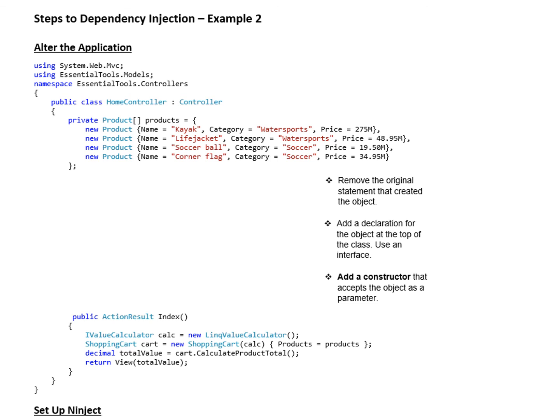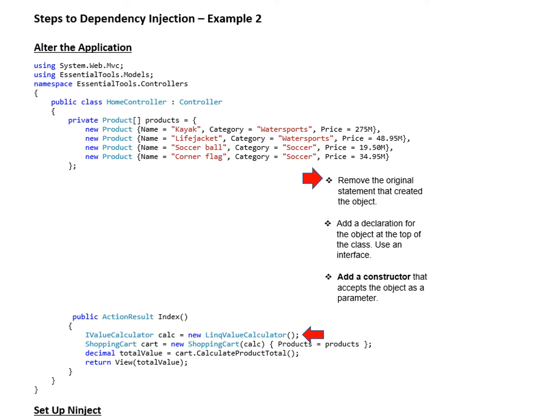Okay, so the first step here, first of all, look at the very top. We're declaring an array of product objects. We would assume that somewhere else in the application we have a model class called Product. Anyway, the first step again is to remove the original statement that created the object. If you look down, the first statement in the index method is creating an object called calc, and it's going to be of type IValueCalculator. So there would be an interface called IValueCalculator somewhere else in the application. But then there's also this implementation of that interface, and it's called LinqValueCalculator.